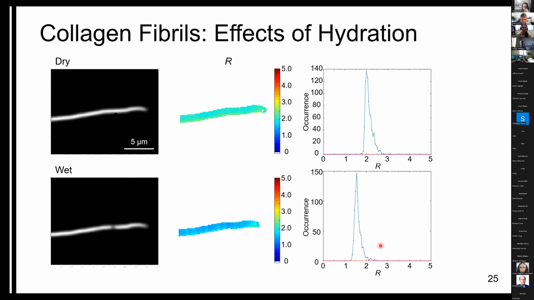Now, we've also been investigating the ultrastructural differences between dry and wet collagen fibrils. Dry is what we're currently using for our buckling experiments, and wet is more easily relatable to the collagen fibril structure we might see in our tissue. We've observed that the wet collagen fibrils have an R parameter of around 1.5, whereas the dry collagen fibrils have an R parameter of around 2, which indicates that water plays a major role in the ultrastructure of collagen fibrils.